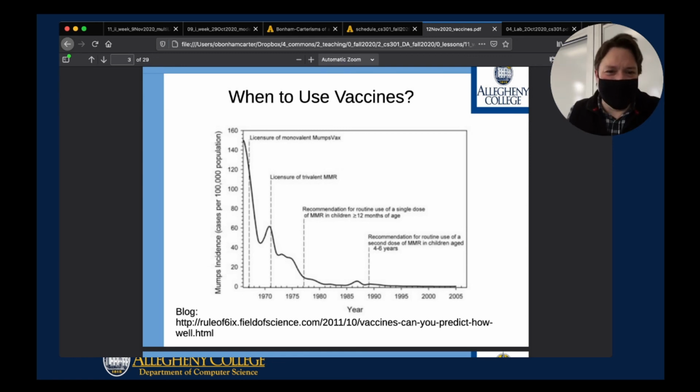So in this graph here, which was actually created more recently than the 1950s, obviously, I'll just give you an overview. These are points when vaccines were issued. On the x-axis, we see the year. On the y-axis, we see the mumps incidence. These are cases per 100,000 people in the population. So each data point is really how many people got a case of the mumps.